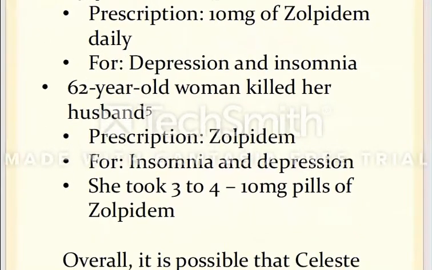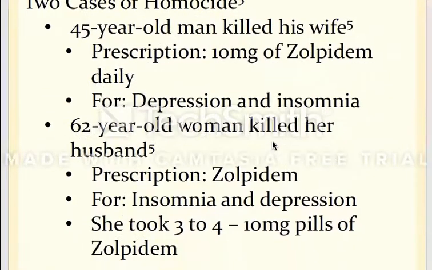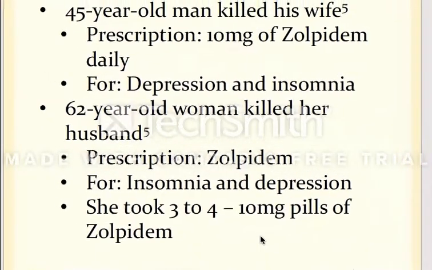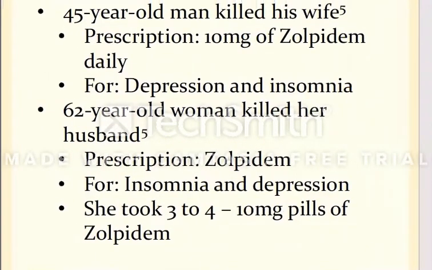As for the 62-year-old woman, she also killed her spouse, but she actually took more than the recommended amount. So we know that he was taking 10 milligrams, but she probably took around 30 to 40 within, I would say, less than a 24-hour span. So I think it was the night before and the morning of the murder, she took a combined amount of 3 to 4 pills of Zolpidem. It was very similar for her.